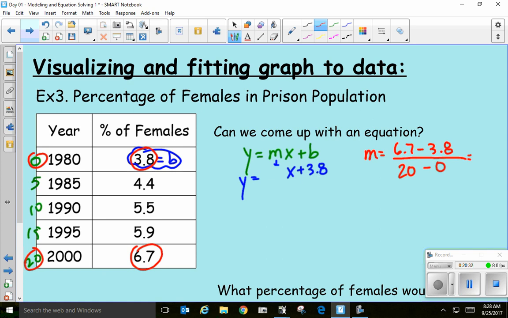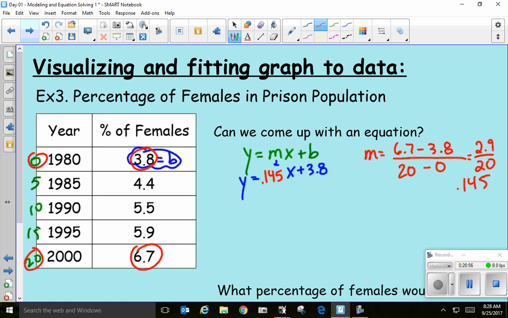6.7 minus 3.8 is 2.9 over 20. Someone divide that. What do we get? It goes 3 decimal places perfectly, doesn't it? 0.145. That's your slope. 0.145. That's your equation right there.